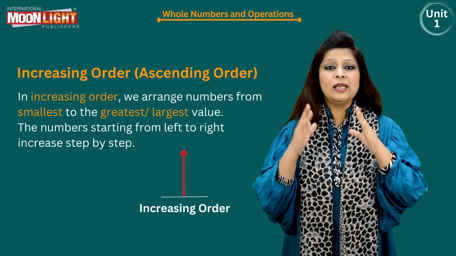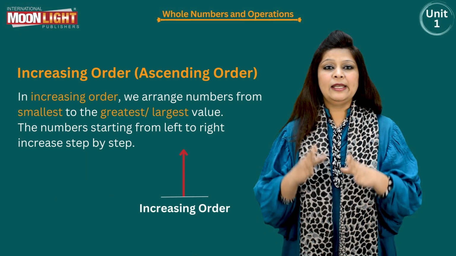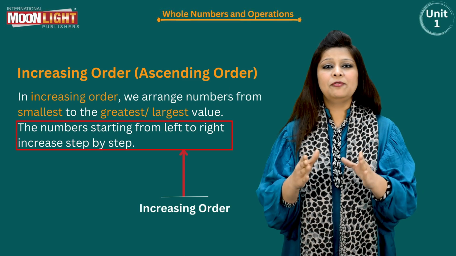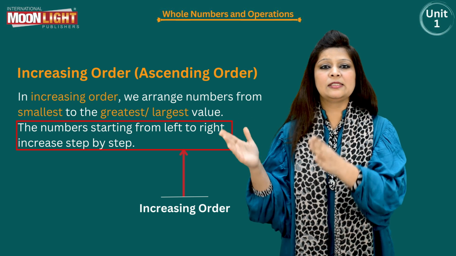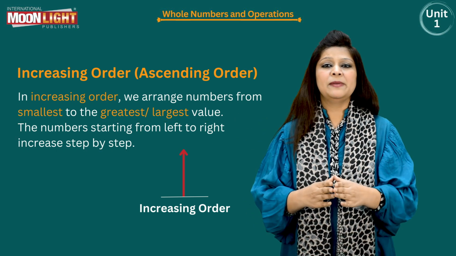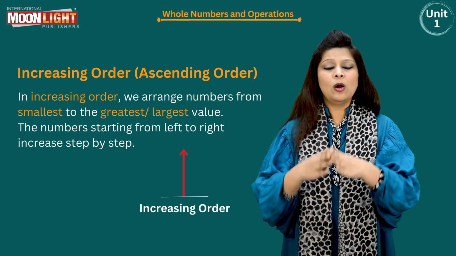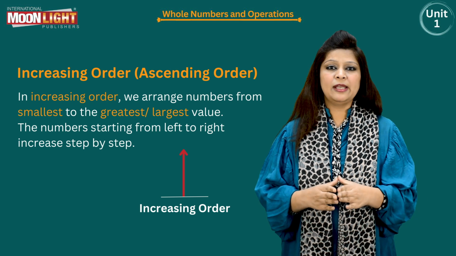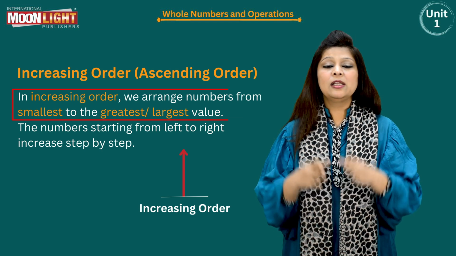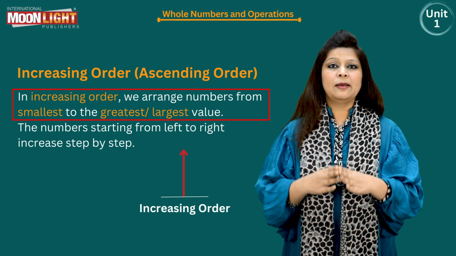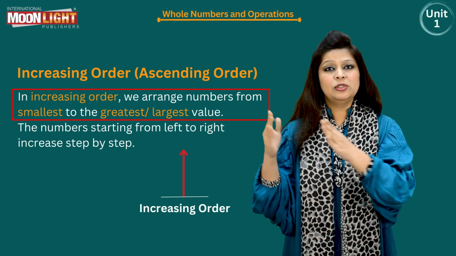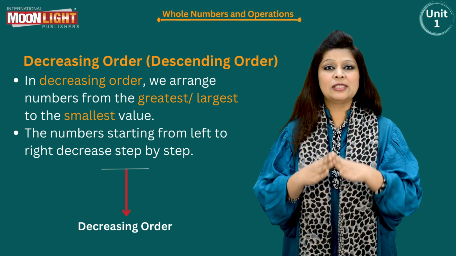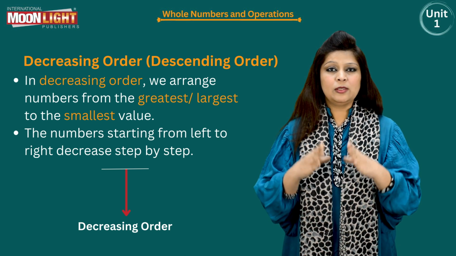Now, my dear students, let's talk about increasing order and decreasing order. The numbers starting from left to right increase step by step. That is basically increasing order, or you can say that this is ascending order. As you remember the definition of ascending order, in ascending order we write the numbers from the smallest number to the greatest number.